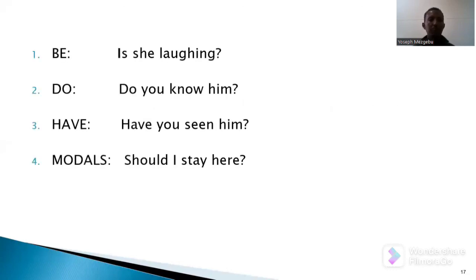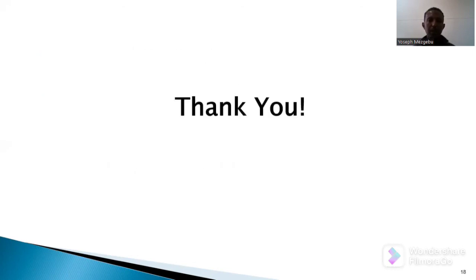Verb to be: is she laughing? Are we doing it? Are we supposed to come to the classroom? The verb to do: do you know him? No. Is she laughing? There is is, then the subject, then the main verb. Here it is the verb to do plus the subject plus the verb, then it continues. We have the verb to have plus subject plus verb. We have the modals: should I stay here? Should plus subject plus main verb. In this way we can form them. That's enough for now.